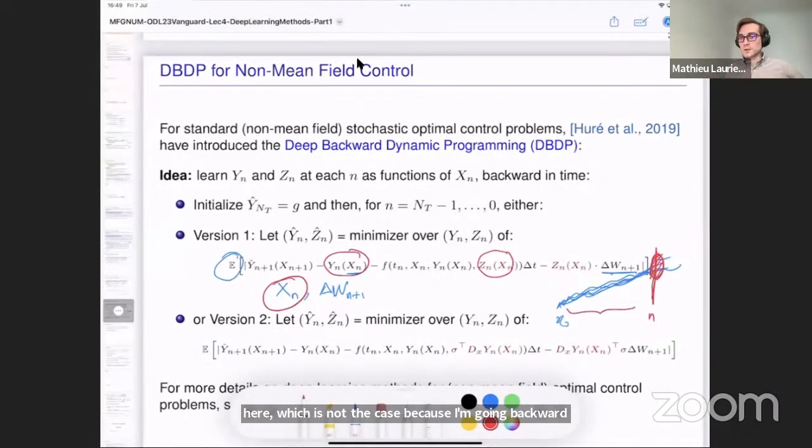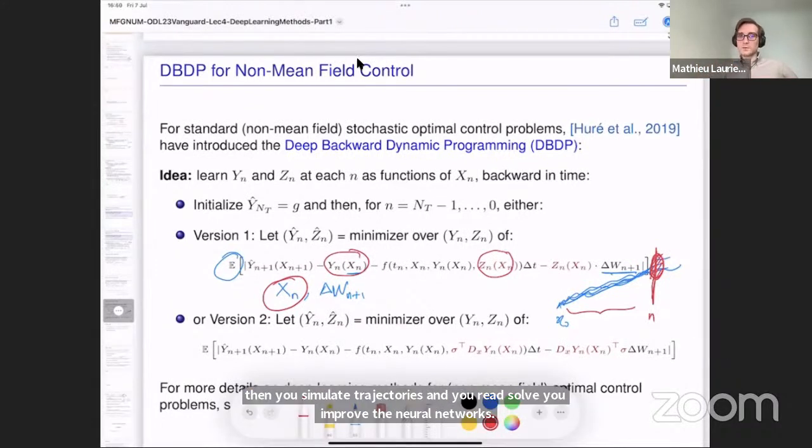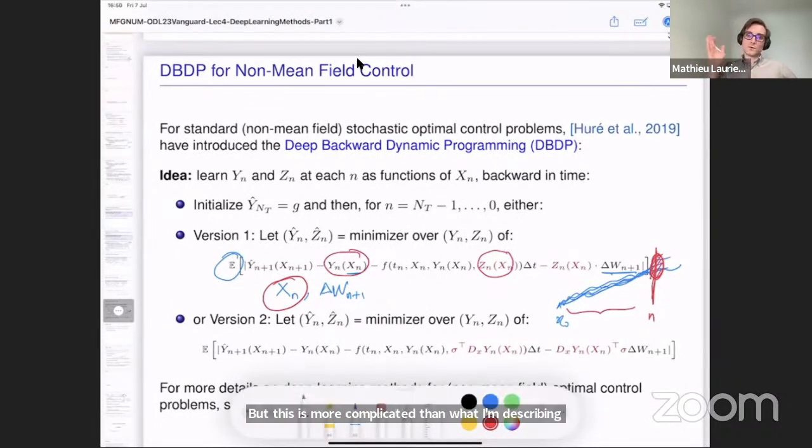So here there is really a question of sampling. Of course, what you can do is train backward in time, and then when you arrive at time 0, you simulate trajectories and you improve the neural networks. But this is more complicated than what I'm describing here, which is the plain version where you just go backward in time. This version has really this question of sampling the important points.